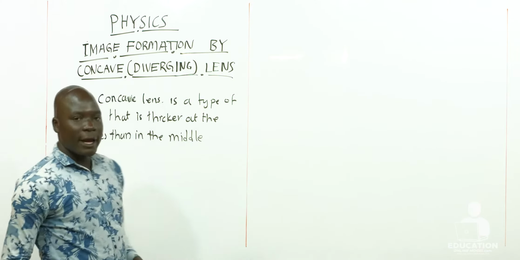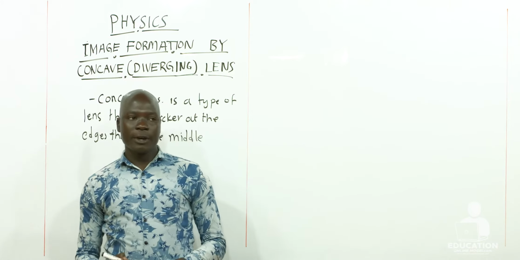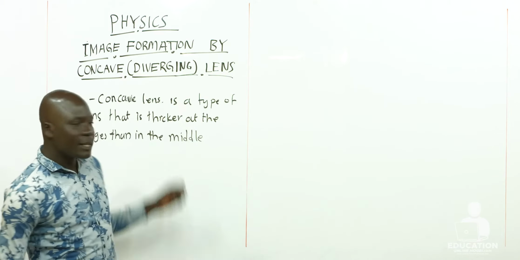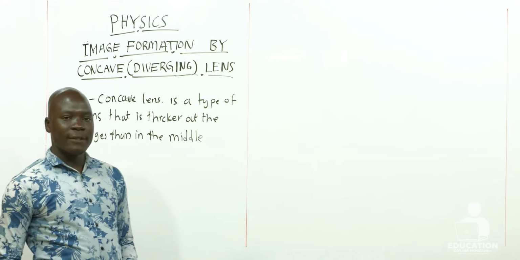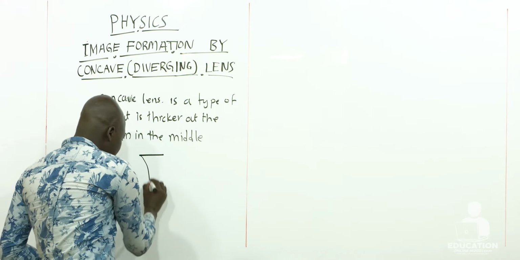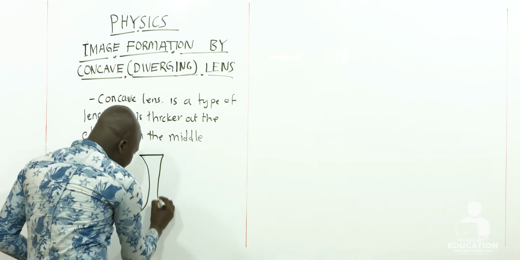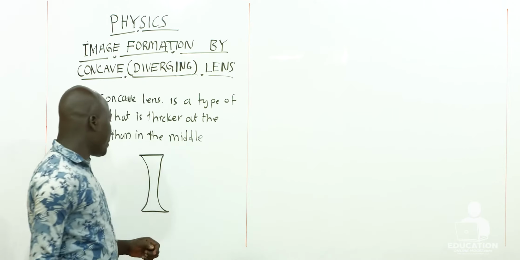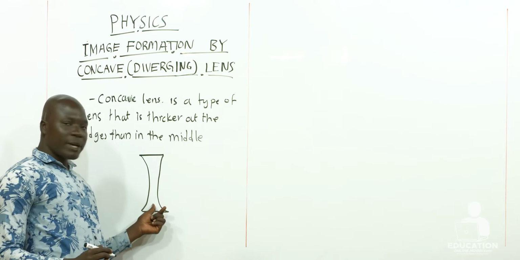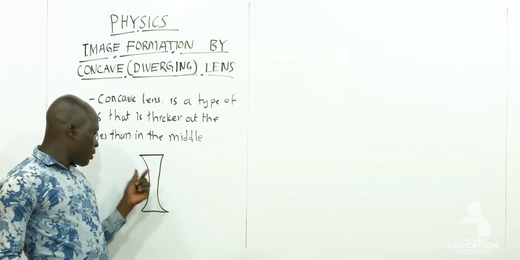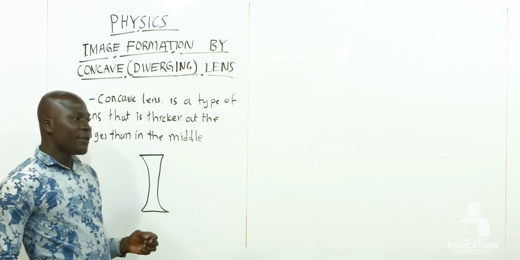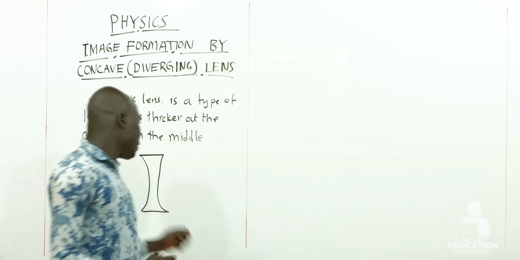As we said, there are two types of lenses. One is called the concave lens and one is called the convex lens. So a concave lens is a type of lens which is thicker at the edges than in the middle. So this is how a concave lens appears. When you look at the upper edge and the lower edge, they are thicker. Then when you look at it from the middle, it looks thin.